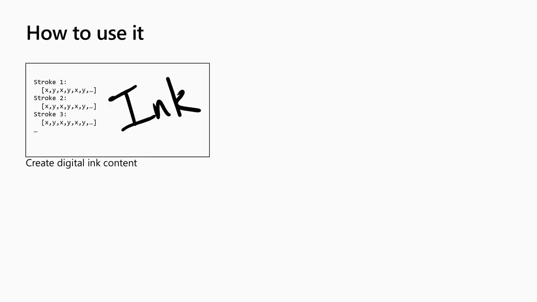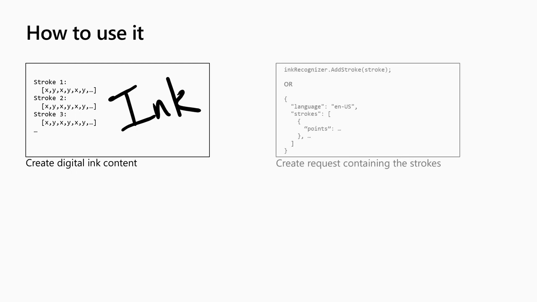So how do you actually use it? There are a few pretty easy steps. The first thing that you do is you have to create some digital ink content. And this is a very key concept. We're talking about digital ink here. This is different from a picture of ink because the digital ink is actually comprised of strokes, and each stroke has a series of points that describe the shape of that stroke. So the service uses this information to provide more accurate recognition results for the digital ink content.